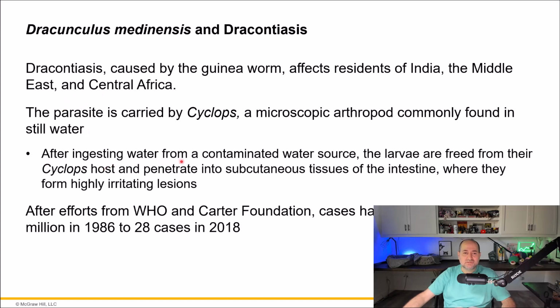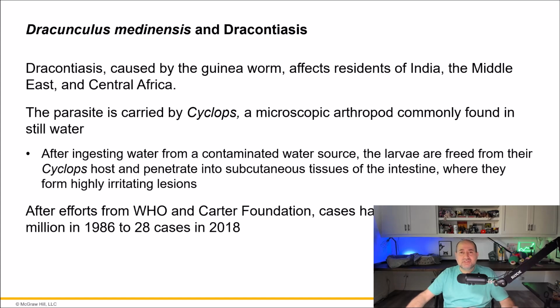After ingesting water from a contaminated water source, the larvae of the worm, the guinea worm, are freed from their Cyclops host and penetrate into subcutaneous tissues of the intestine, where they form highly irritating lesions. And what's worse, those worms can then leave the intestines and burrow through your body, through your muscles, down to your lower extremities. I'm talking about your legs.